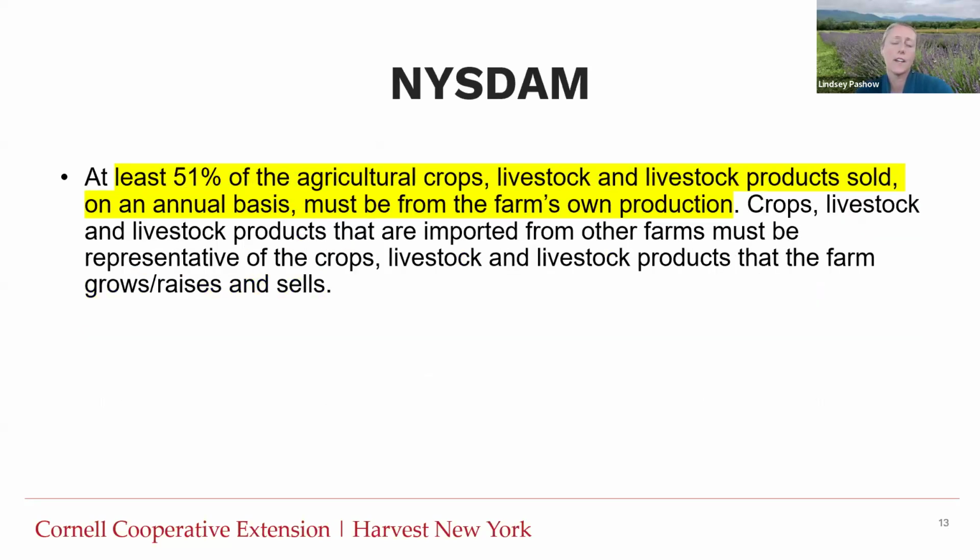The other thing I found that I thought was interesting to share is that at least 51% of the agricultural crops, livestock, or livestock products sold on an annual basis must be from the farm's own production. So it's really important to show that 51%. It's not discouraging you from bringing farm products from your other operations in the area and selling them on your agritourism operations or incorporating them into farm to table. But they really want to see that the land you're on is being used for agricultural use.